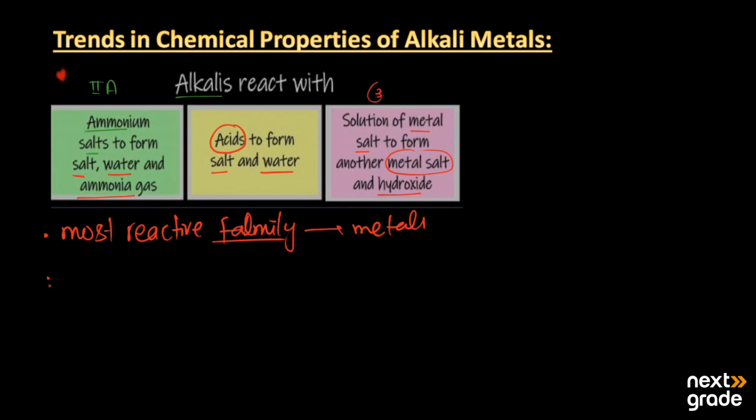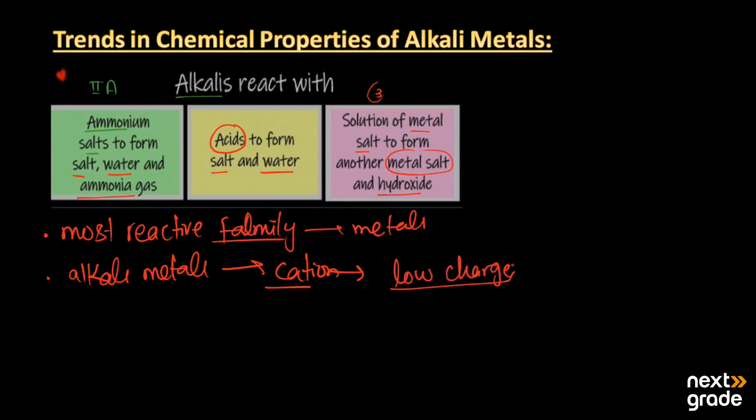The cations of the alkali metals have low charge and larger radii than the radius of any other cation. When we have the cations of the alkali metals, they change into metal cations, and these metal cations have low charge as compared to the simple cations of other elements. So that's why most of the simple salts of the alkali metals are water soluble.